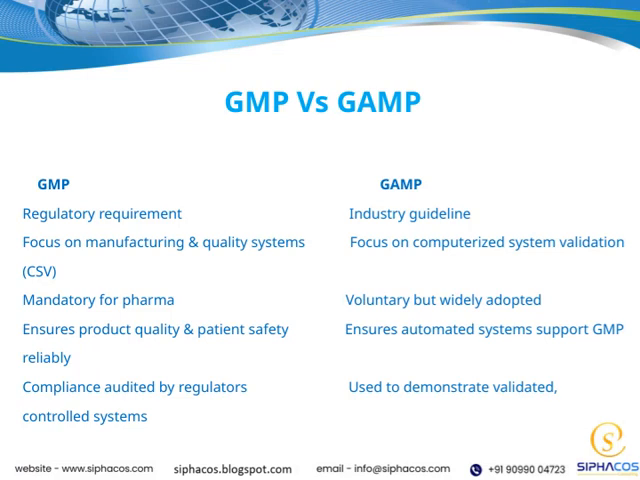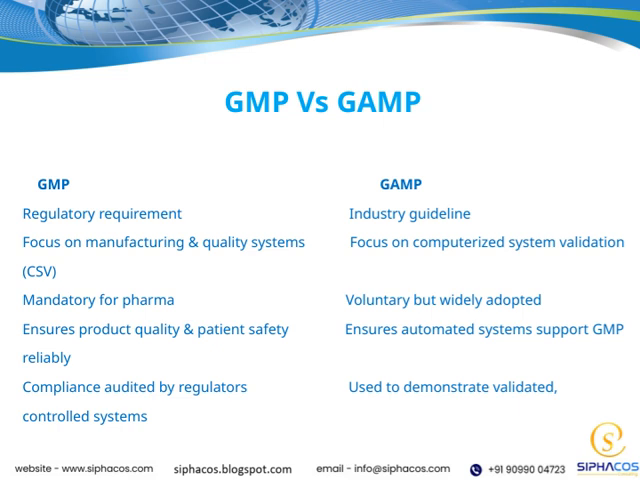Now, let's take a closer look at the comparison between GMP and GAMP. On one side, we have GMP, which stands for Good Manufacturing Practice. This is a regulatory requirement, meaning it's mandated by authorities to ensure that manufacturing processes meet strict quality standards. GMP primarily focuses on manufacturing and quality systems, with the main goal of ensuring product quality and, most importantly, patient safety. Compliance with GMP is regularly audited by regulators to verify that these standards are maintained.